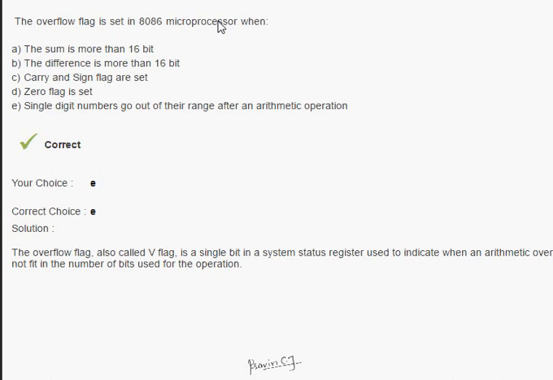You may be somewhat confused regarding the sum being more than 16 bits. How many bits is the 8086 microprocessor? It is 16 bit, not 128 bit. At that time you may get confused regarding option A, which may be similar to that. Write in the comment how many bits the 8086 microprocessor is and how many bits the 8085 microprocessor is. We'll move to the next question.